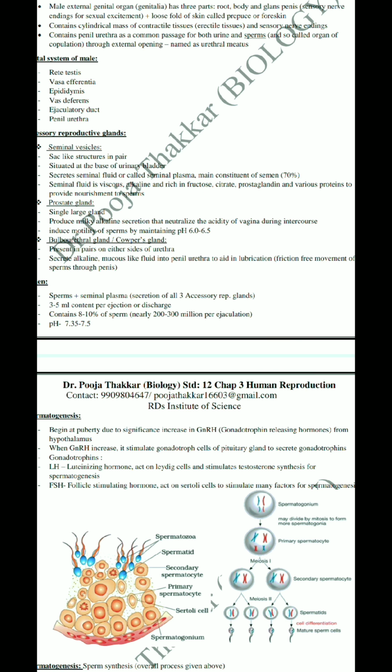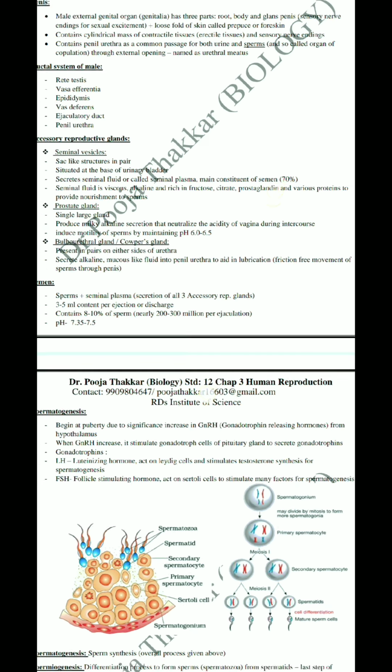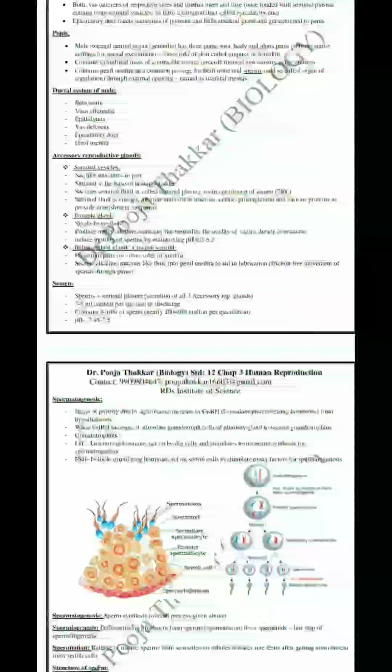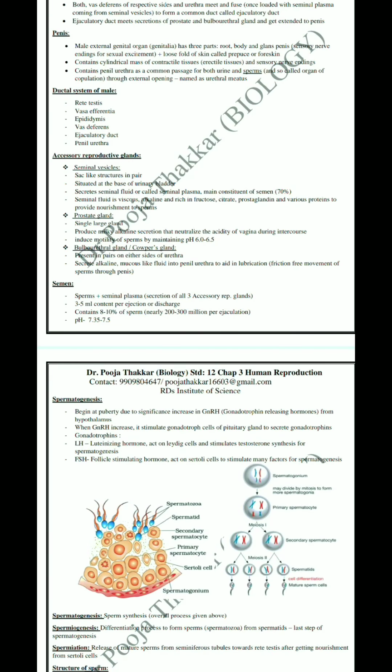Then the bulbourethral gland, which is also termed Cowper's gland, is present in a pair on either side of the urethra, and it secretes an alkaline mucus fluid into the penile urethra, as we have seen in the diagram, just above the penis. So it is directly pouring its content into the penile urethra to aid lubrication, or to provide friction-free movement of the sperm outside the body through the penis.